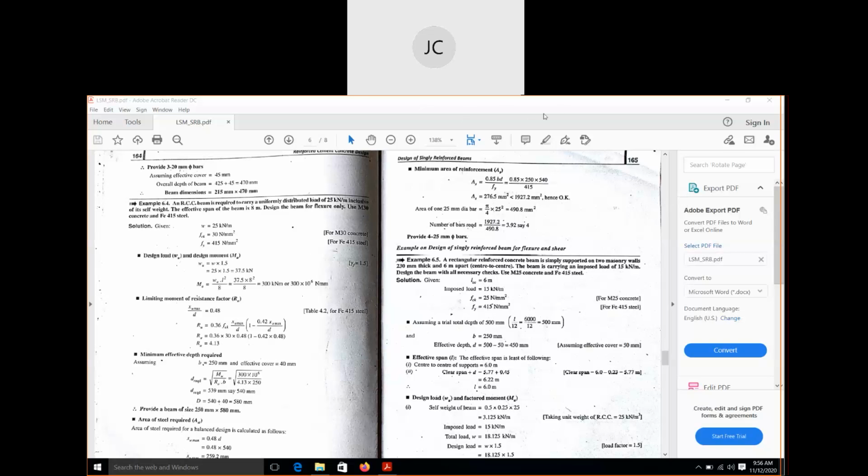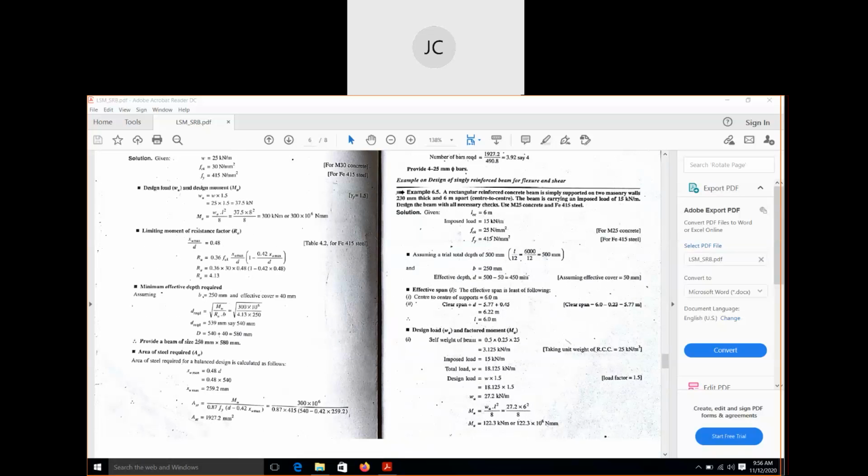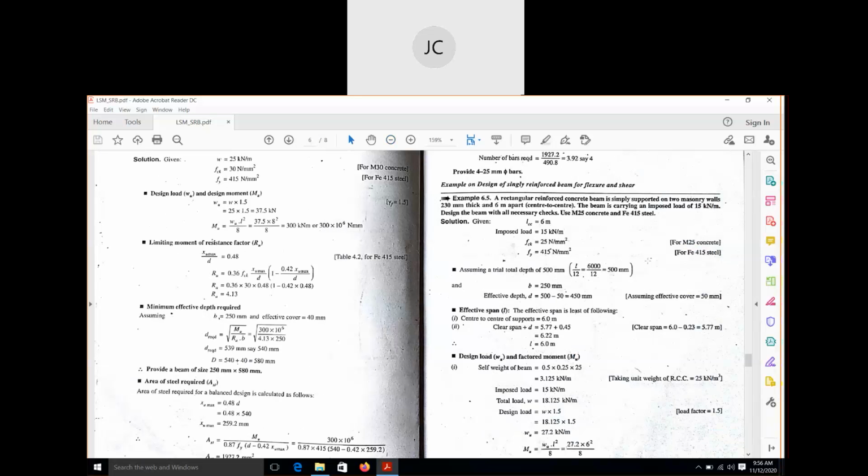Okay, so let us see from this example. This is example 6.5. I hope all of you have got the PDF and you can see the screen also. Now if you can read the question, in this question you have to design the beam with all the necessary checks.